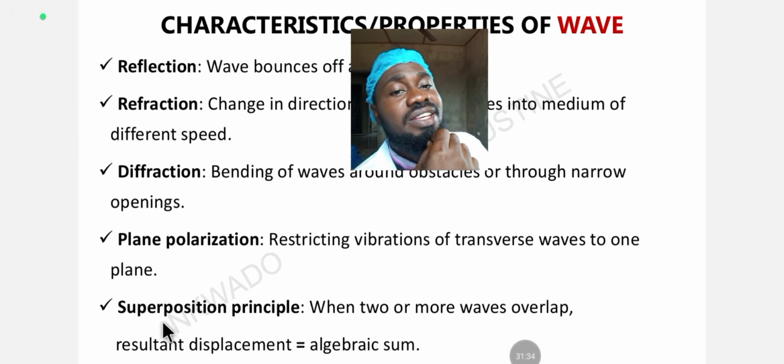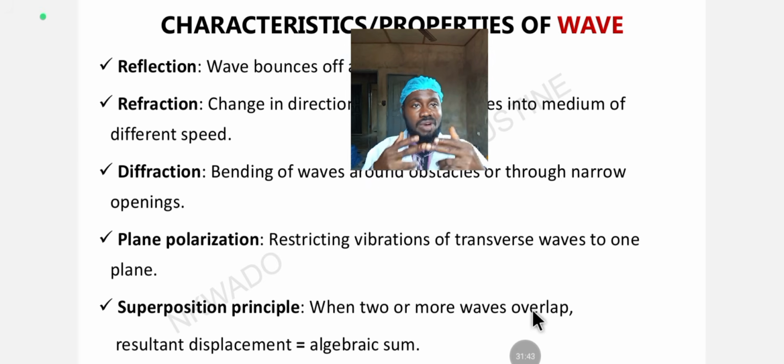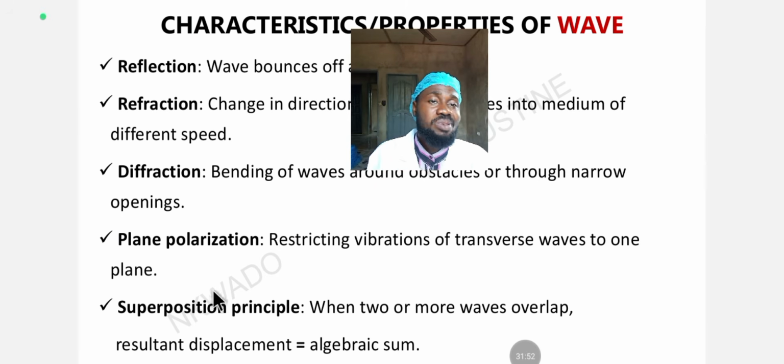The final one we have here is superimposition. And what is superimposition? Superimposition is when two or more waves meet or overlap. That's what superimposition is. And the resultant displacement is equal to the algebraic sum.